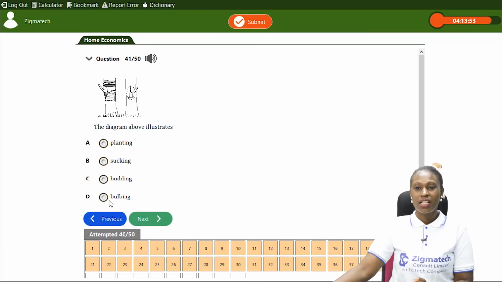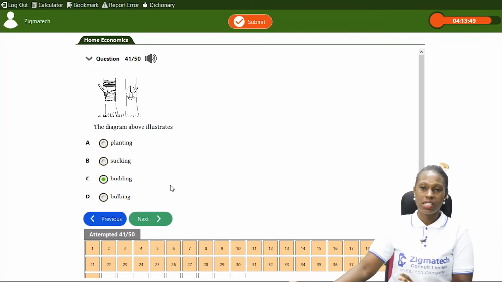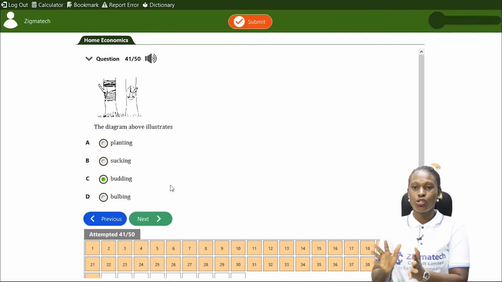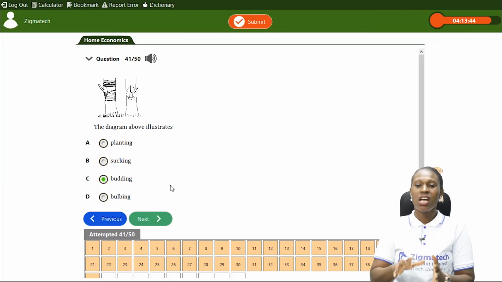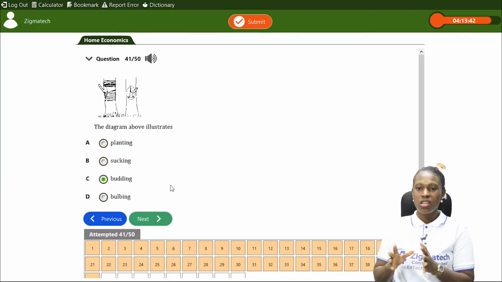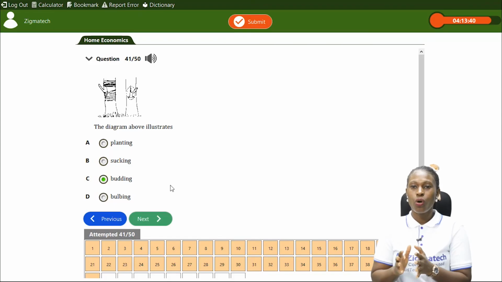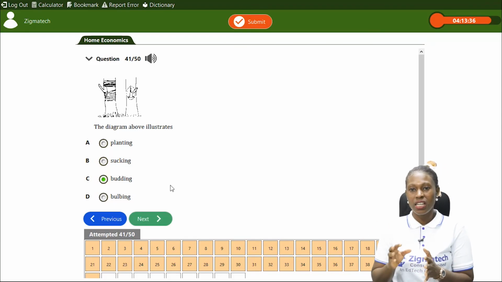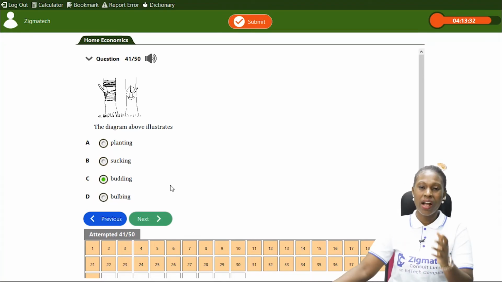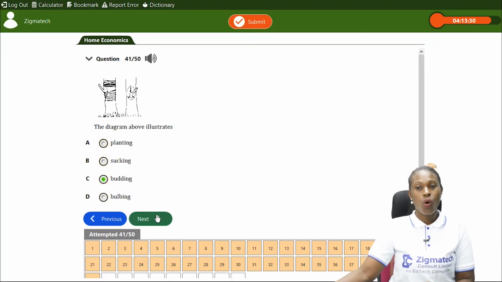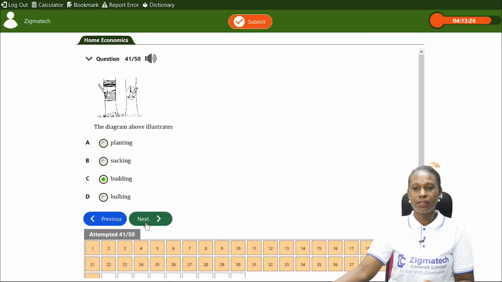Okay, budding. This is what this diagram illustrates: when you try to bud a new plant, using the main plant as the major plant. You're trying to bring in some other plant to grow until it's fully prepared, then you move it away. So what we have here is a process called budding. The diagram we have is called budding.